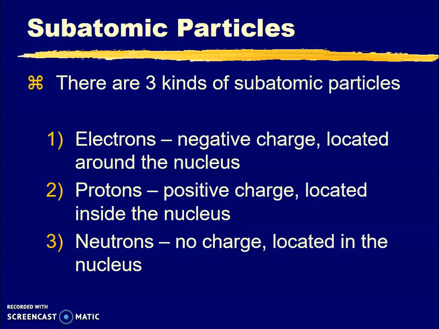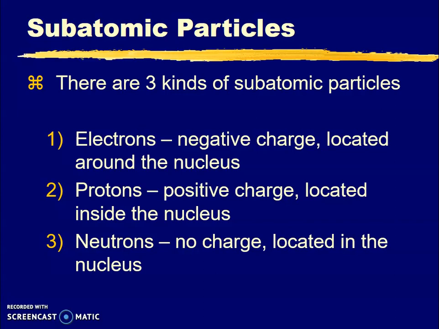Okay, so let's talk about subatomic particles. What makes up an atom? There are three kinds of subatomic particles that we are going to study. If you are interested in things like this, when you go to college, you'll learn that there are things that are even smaller than the subatomic particles that make up the subatomic particles, but we're just going to go to this level. These three things: the electrons, the protons, and the neutrons.